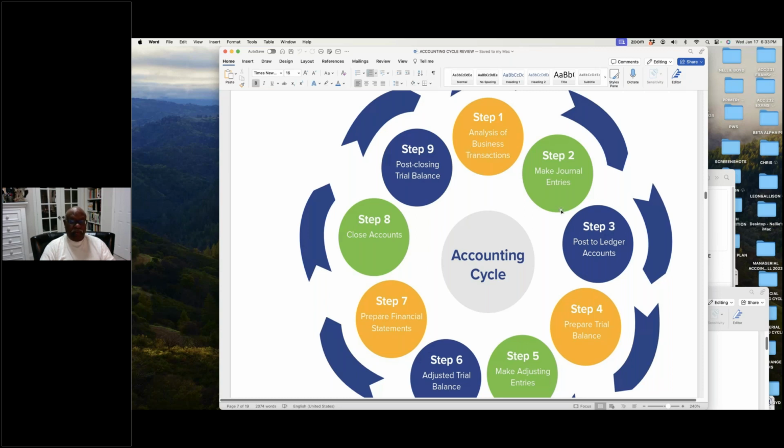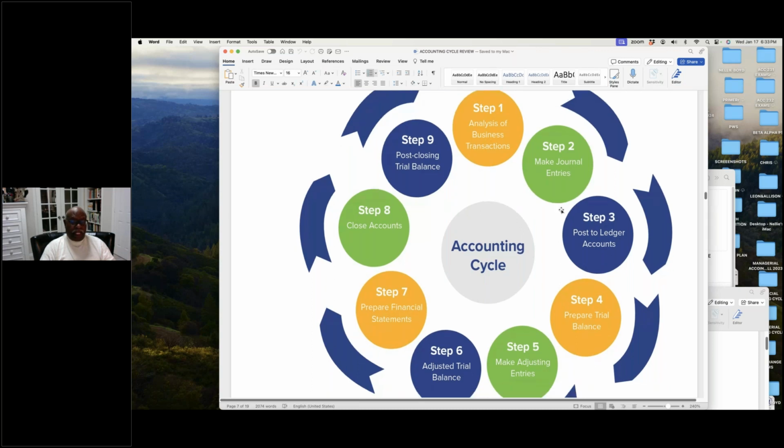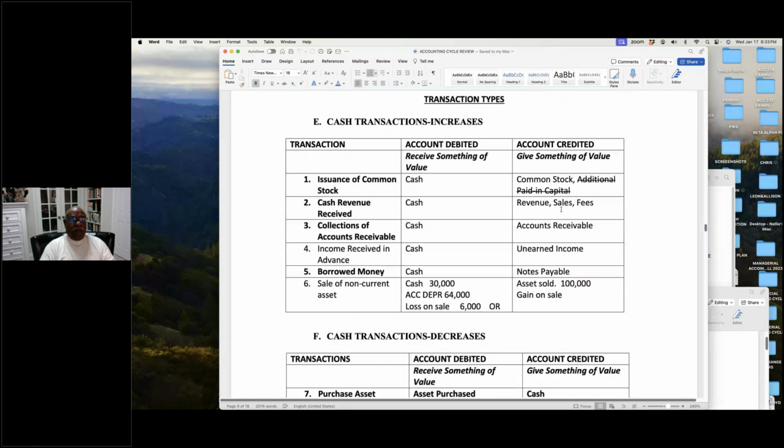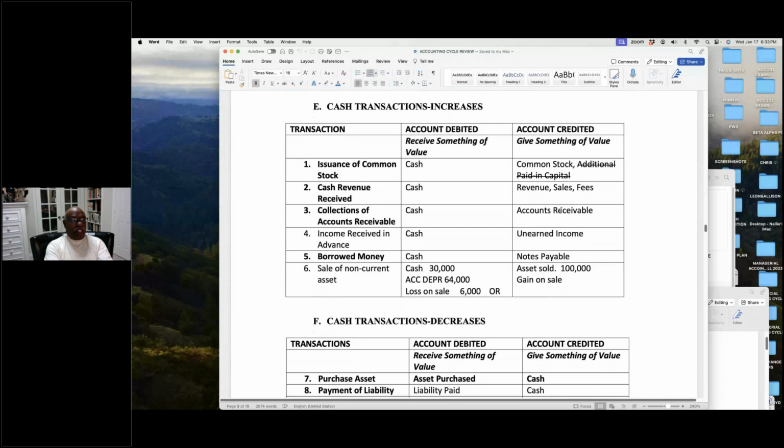Let's look at how we make journal entries. And we learned last semester, let's just lay out the major journal entries. When cash comes in, there's 6 journal entries. And with these journal entries, we debit cash and we credit something. So anytime cash comes into the business, you've got to debit it. And if you get common stock, you credit common stock. If you get revenue, you credit revenue, and so on. So every time cash comes into a business, you've got to debit cash and credit something.